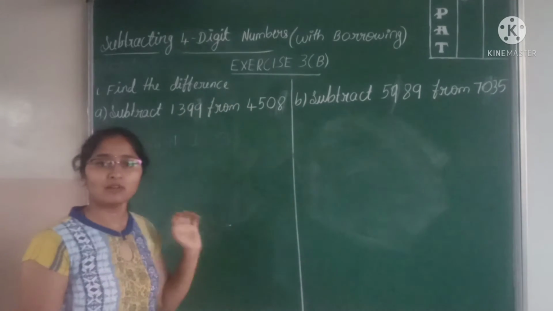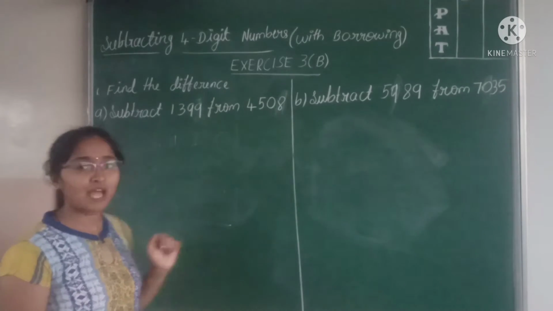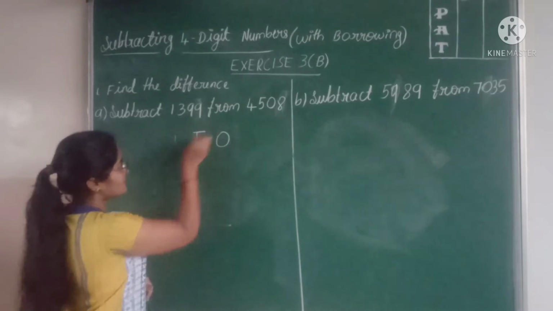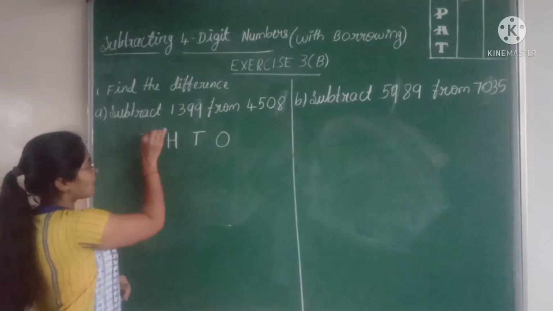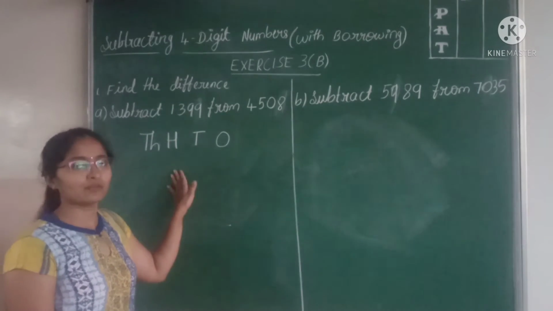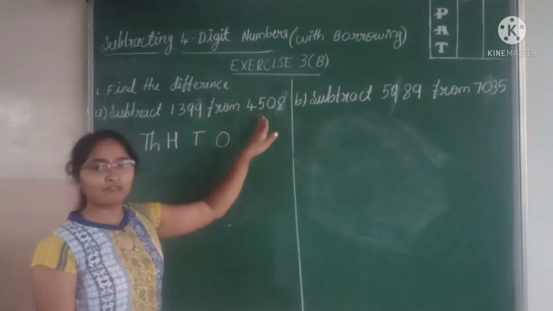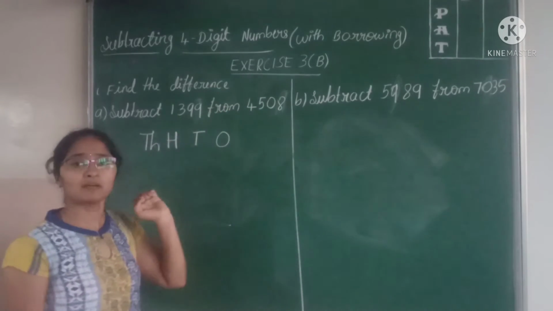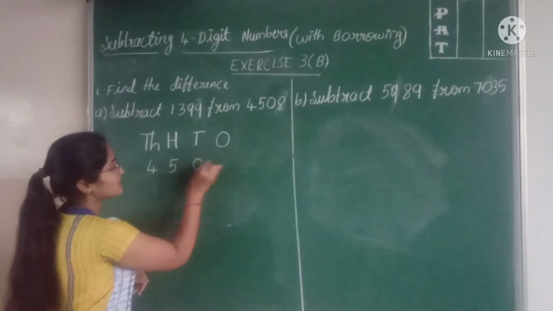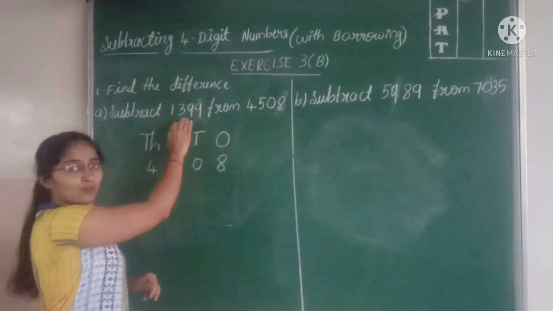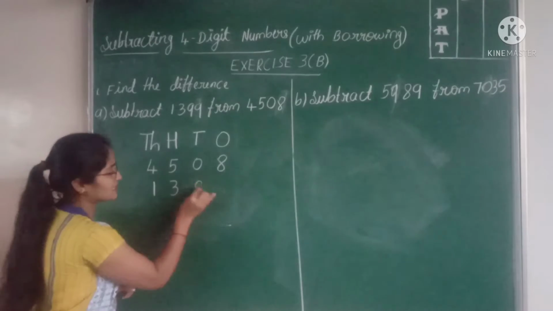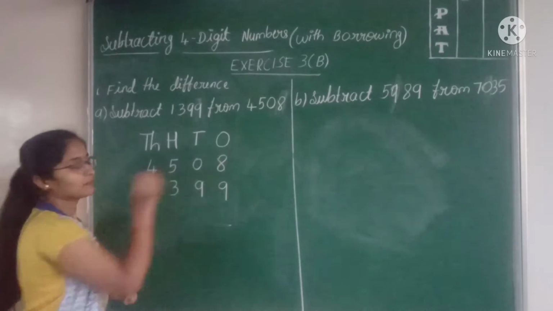Yes. So before doing that, what we need to do? We have to write the place values. So that is ones, tens, hundreds and thousands. Okay. So now write the bigger number, children, or you can write the number after the word from. So now the bigger number is 4508. Next, write 1399 below the bigger number.